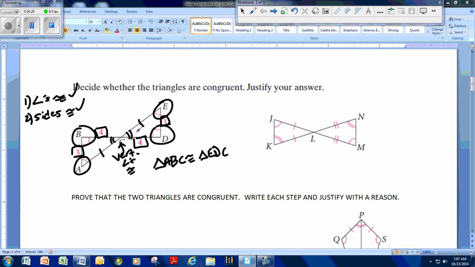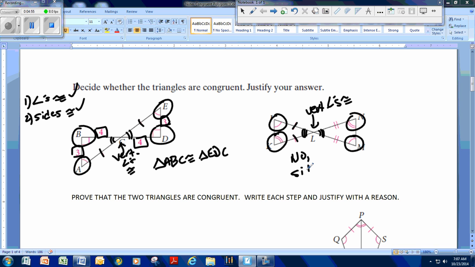Let's take a look at this next one. We're going to do the same process and check the angles first. J is congruent to M. K is congruent to N. And then we have vertical angles again, and vertical angles are congruent. So the angles check off. And the sides don't really work because these two sides are from the same triangle, and over here, same thing. So this would be no because the sides aren't congruent.